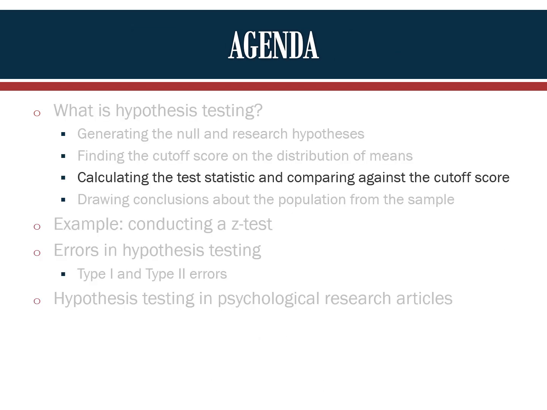All right, so that actually wraps up our second part of our process here, right? Last time we talked about the null and research hypotheses. We just finished talking about finding the cutoff score on the distribution of means. Once we've got our cutoff score, we're ready for our next step here.